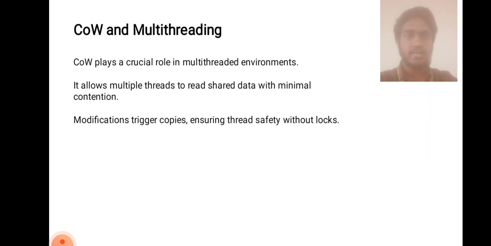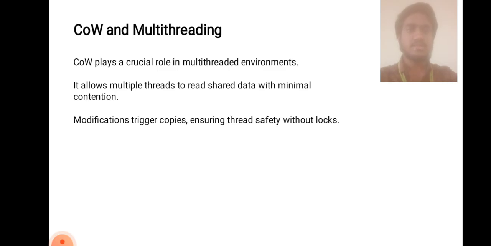Copy on write and multi-threading. Copy on write plays a crucial role in multi-threaded environments. It allows multiple threads to read shared data with minimal contention. Modification triggers copies, ensuring thread safety without locks.